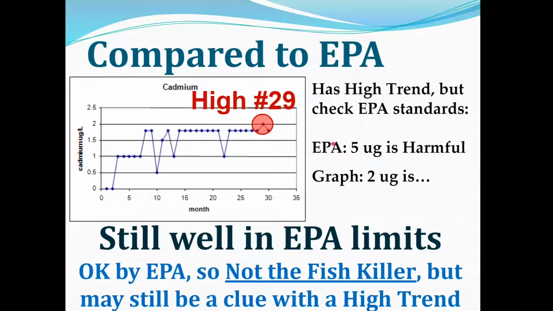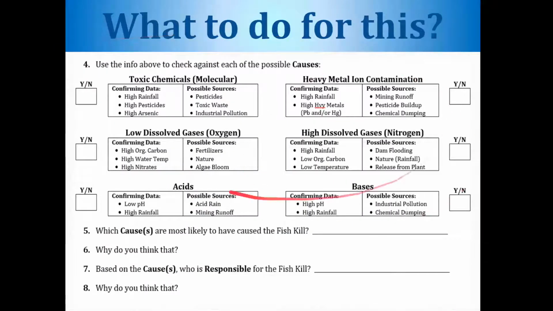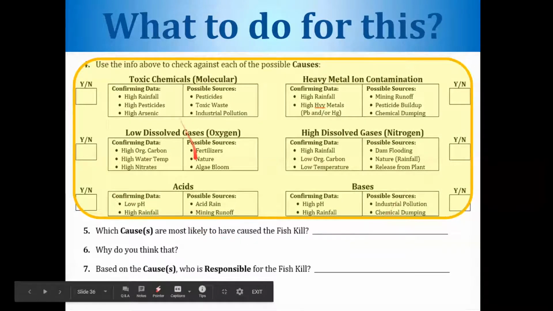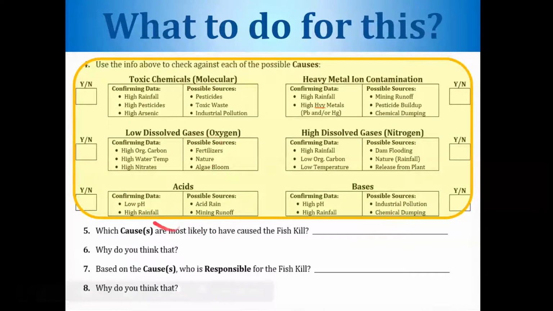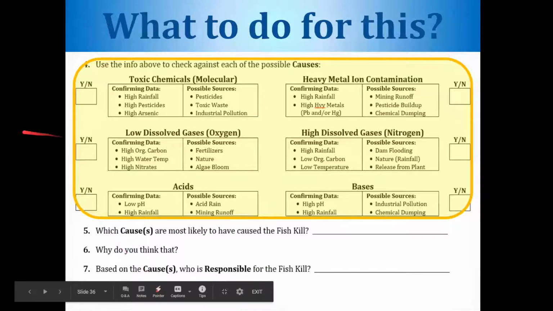It's still within EPA limits, but the fact that it is high could point a clue as to what is actually killing the fish. So you still need to mark that it is a high trend, but that it is okay within the EPA. Then you're going to have something that looks like this or something similar where you'll have your 6 options and you'll have to say which of these options matter. So this is your next thing that you're going to do: was it toxic chemicals? Was it low oxygen? Was it acids, bases, etc.? And all you do, you either say yes or no, or you color in the boxes.